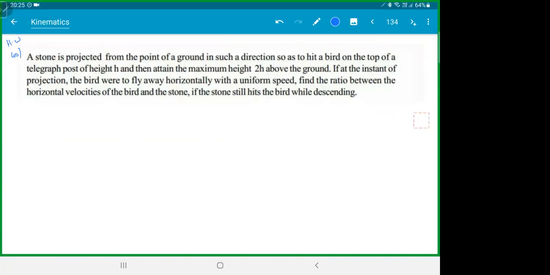So you can just read this question once. A stone is projected from a point on the ground. There is a bird here, and the bird is flying horizontally. The stone goes up and hits the bird. Find the ratio of the speed of the bird and the horizontal velocity of the stone. So he's asking v by u cos theta. That was the question.